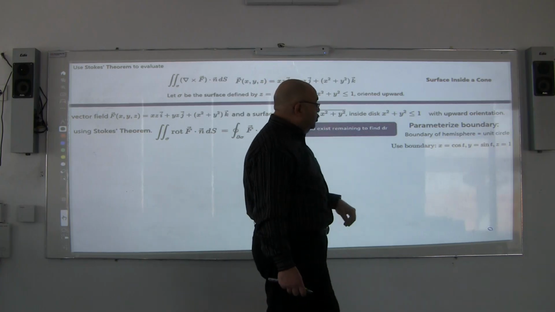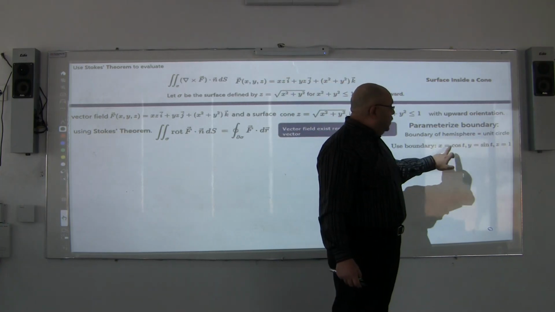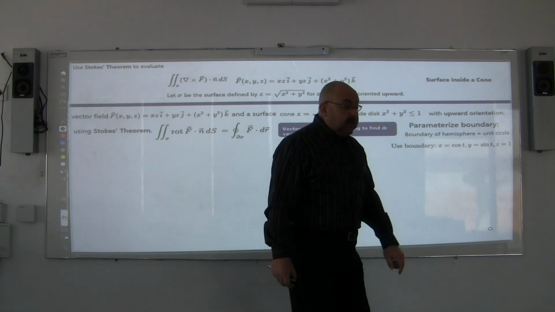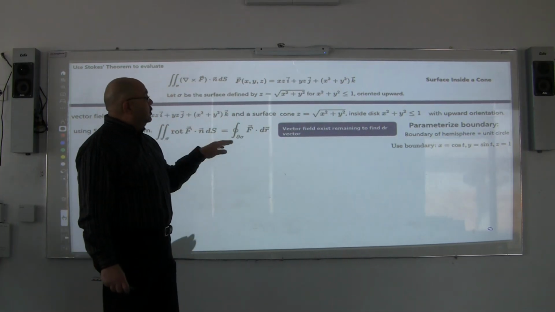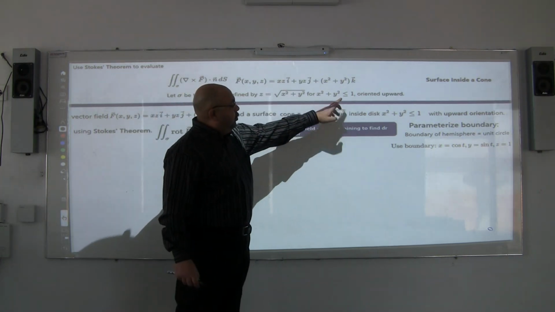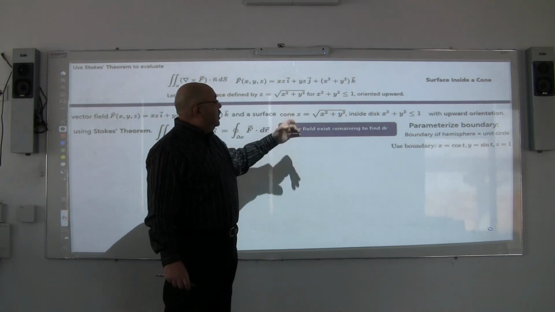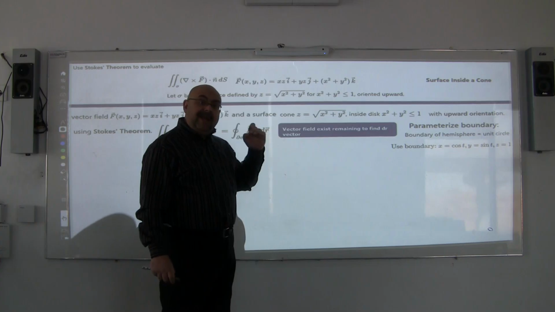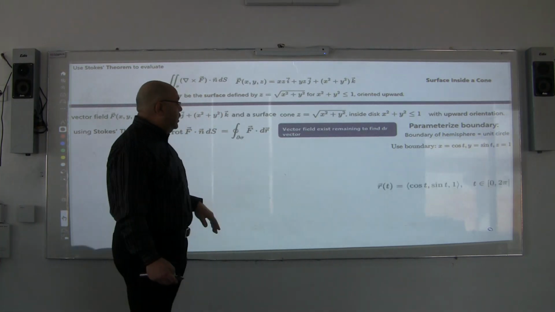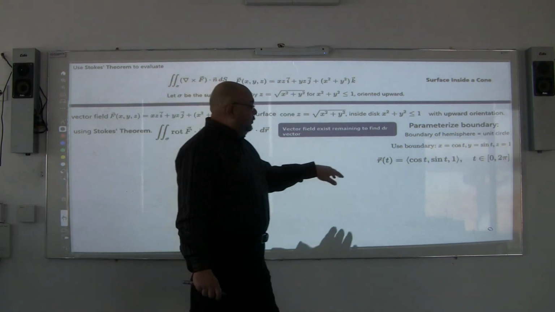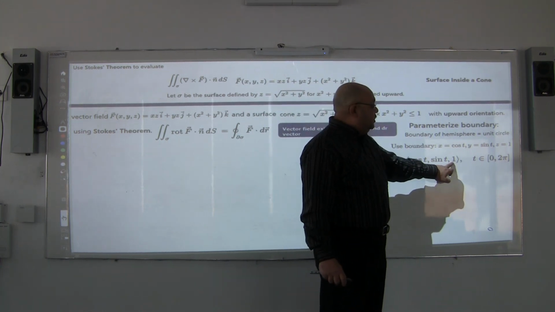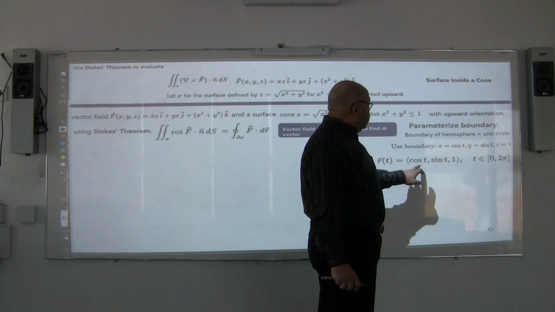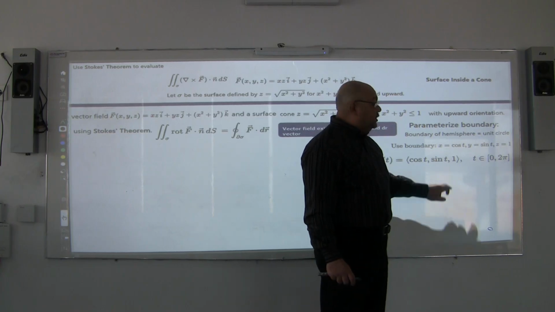So once more, x is going to be cosine t, y sine t, and z equal to 1. This is the intersection between them, because this is x squared plus y squared less than or equal to 1. So the cylinder inside the cone will be intersecting at z equal to 1, as you can see. So now r of t is cosine t, sine t, and 1, the z component. So r dash is going to be negative sine of t, cosine t, and 0.